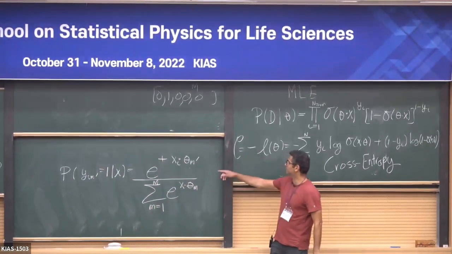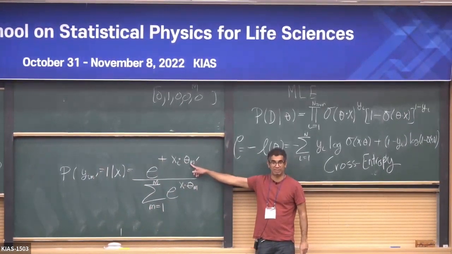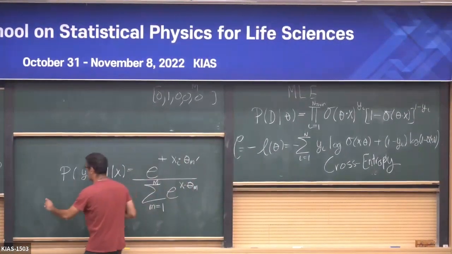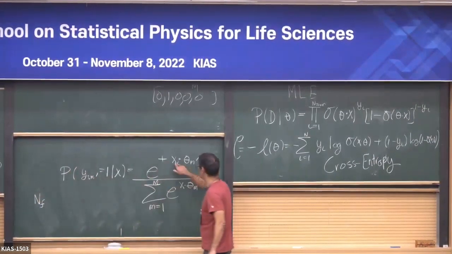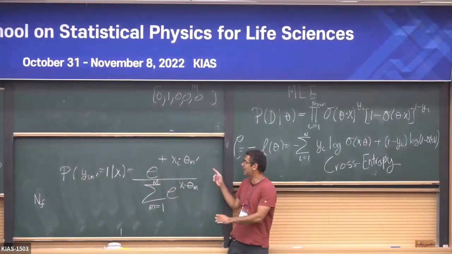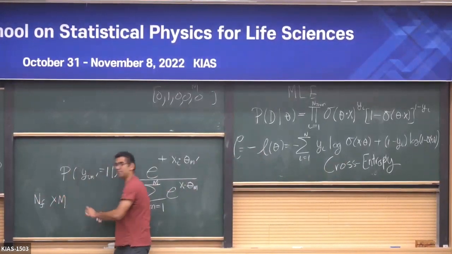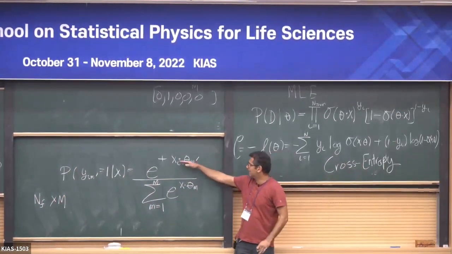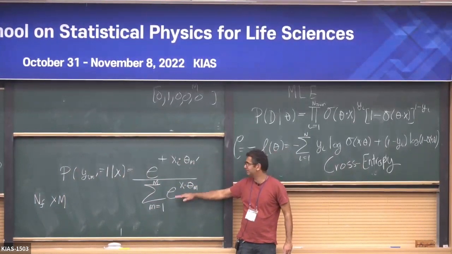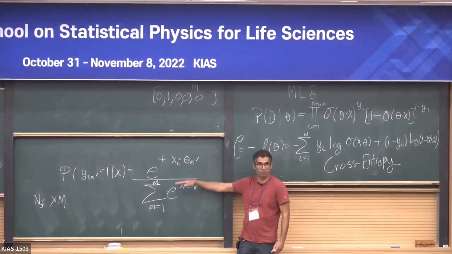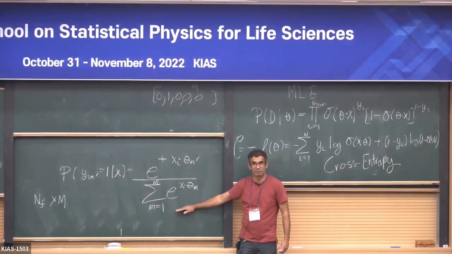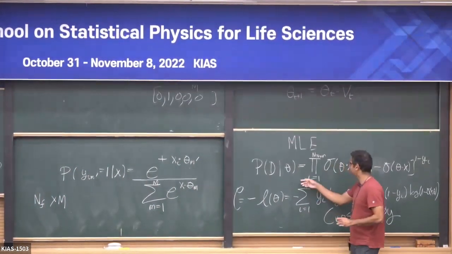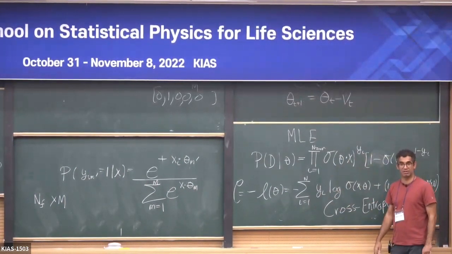So now you have a set of weights for each of the categories. If I have NF features, and these x's are vectors of length NF, and I have M categories, now I have NF times M parameters. So you get a different parameter for each category, and it's basically a Boltzmann distribution. This is the probability of being in a given category. And you can go through the same derivation we did right here again, and you'll get another cross entropy.